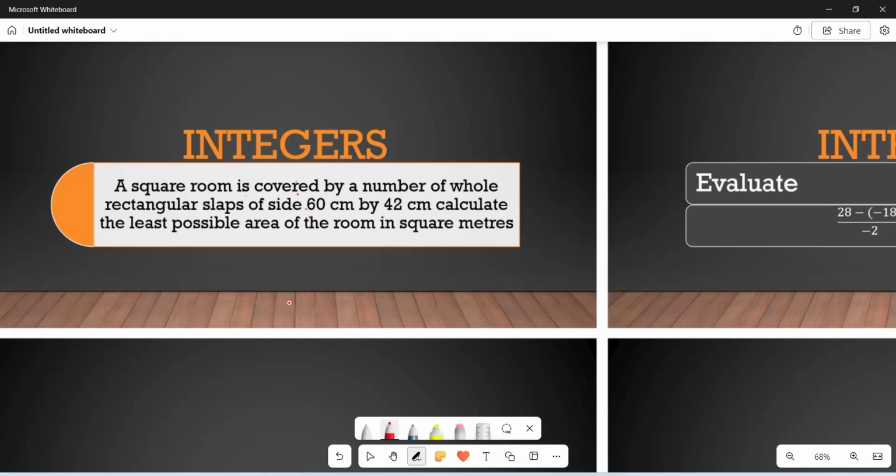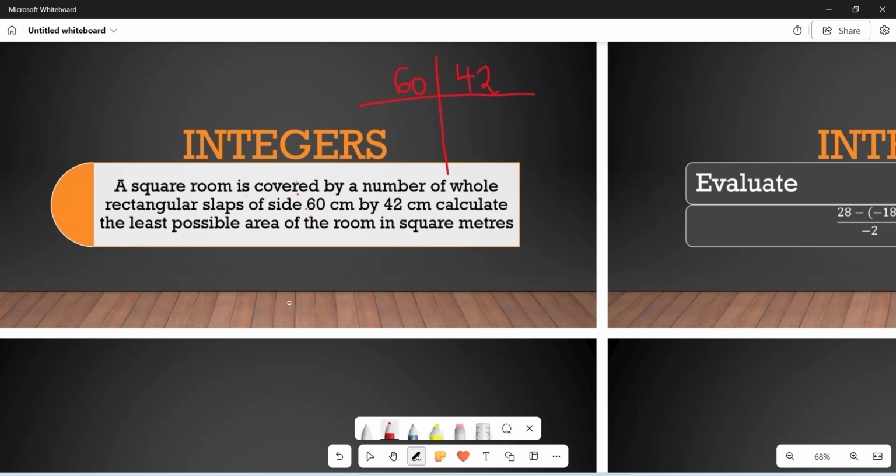Now, to solve this question: a square room is covered by a number of whole rectangular slabs of sides 60 meter by 420 meter. Okay, the least possible area of the room in square meters. So the first thing we do is find the LCM of 60 and 42.